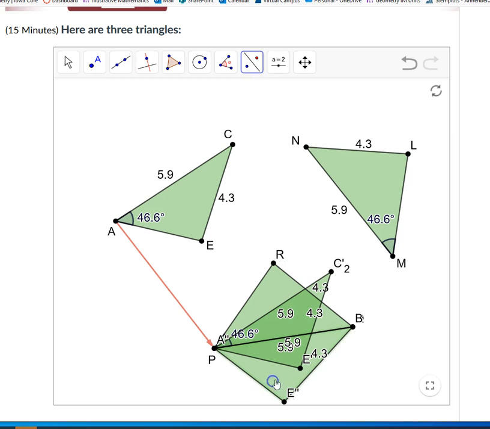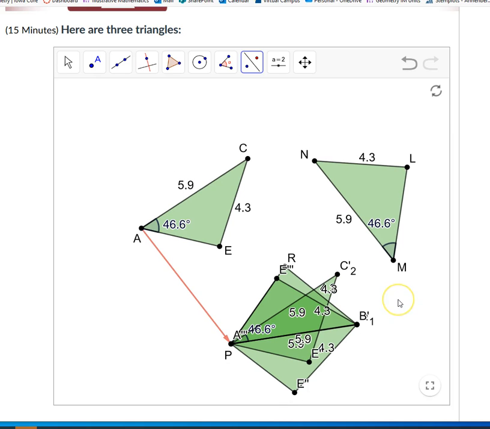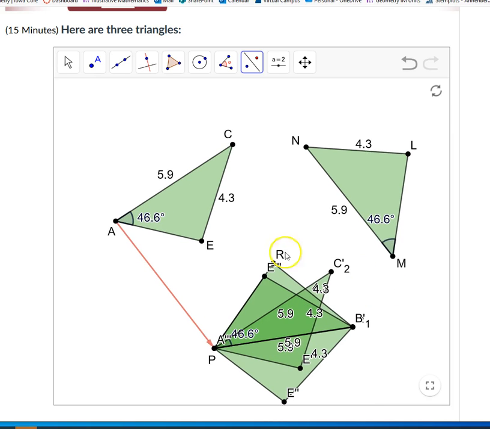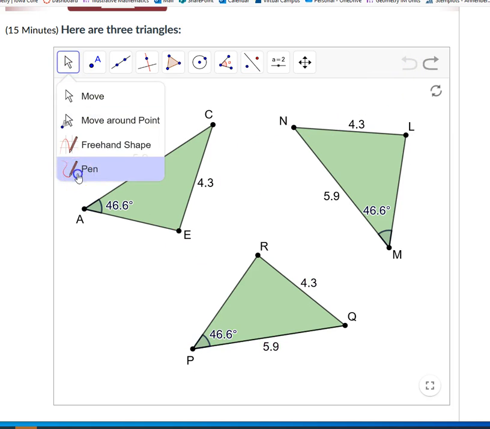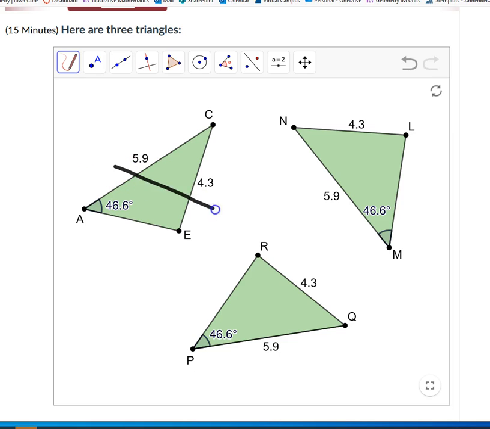I'm going to reflect this about this. And once I do that, I can tell that this triangle is not congruent with triangle PQR. So I know that one's not congruent. I'm going to undo these, and in fact, I'm even going to take my pen and just cross it off. It's not congruent. So now I need to try the other one.